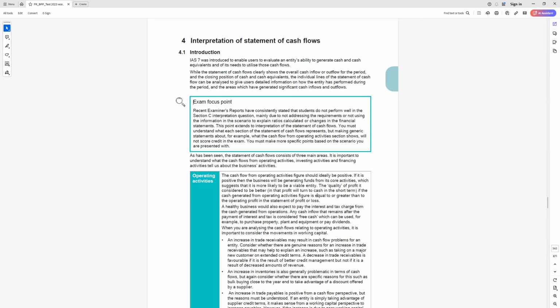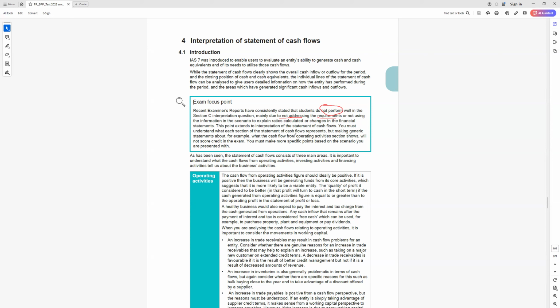Very important thing here. The first thing they are trying to tell us is that many students don't know how to answer well, so they do not perform well. Number two is, what is the main reason behind it? Not addressing the requirement. They do not read the requirement correctly, so they just write whatever they know. Another point the examiner mentioned is that sometimes they just write how much the cash flow from operating activities or financing activities is. They just give the number.